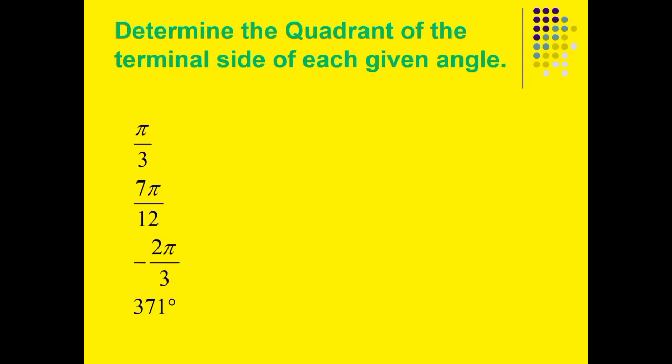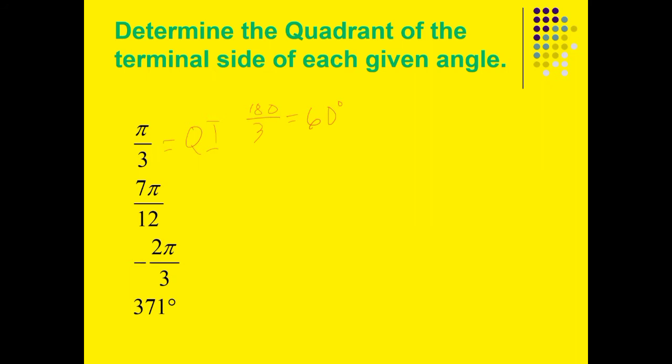So determine the quadrant of the terminal side of each angle. Here we have pi over 3. Pi over 3 is in the first quadrant because, as far as we know, pi is equivalent to 180, so 180 divided by 3 comes up with 60 degrees, which is between 0 and pi over 2.